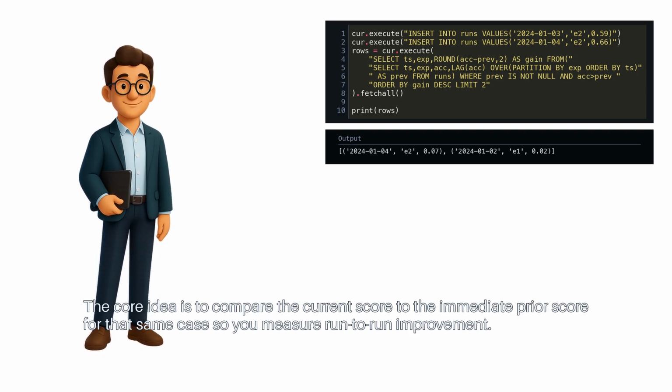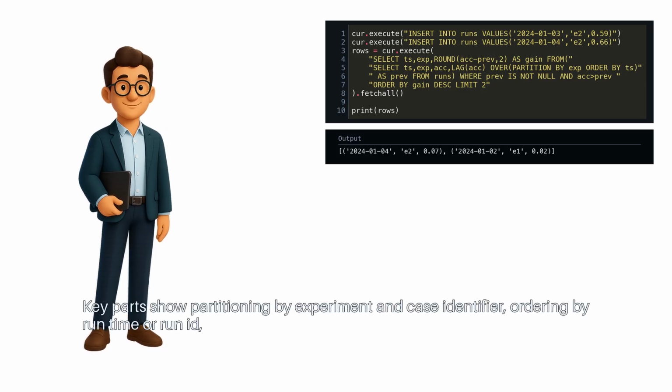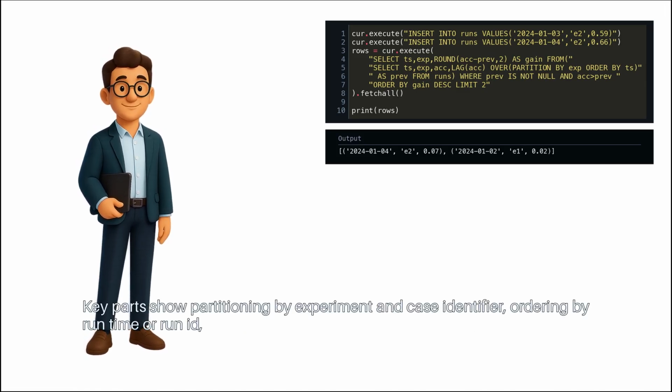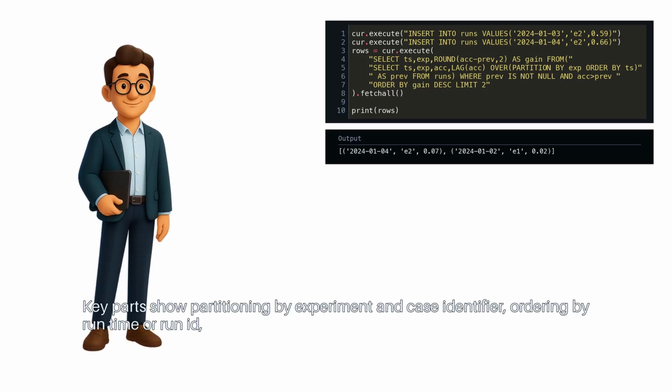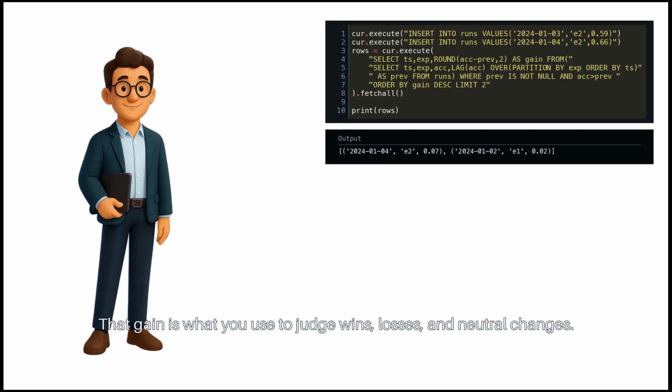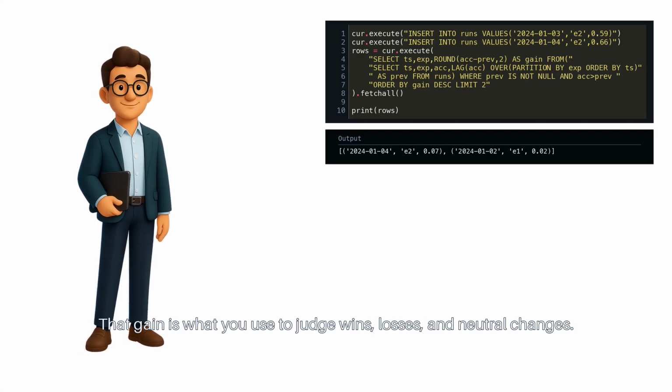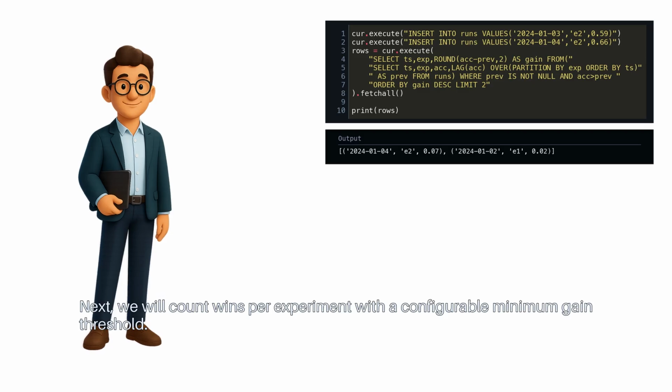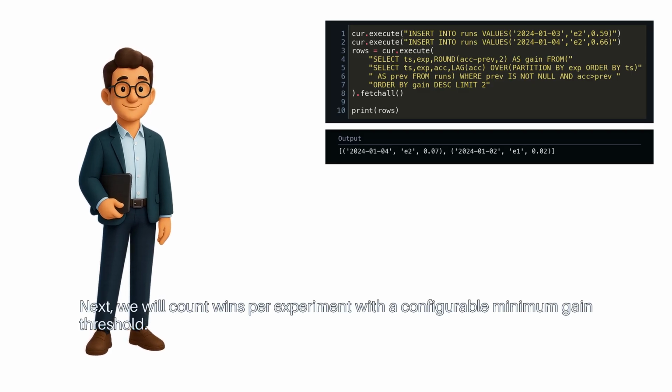Key parts show partitioning by experiment and case identifier, ordering by runtime or run ID, and subtracting previous score from current score to get a gain column. That gain is what you use to judge wins, losses, and neutral changes. Next, we will count wins per experiment with a configurable minimum gain threshold.